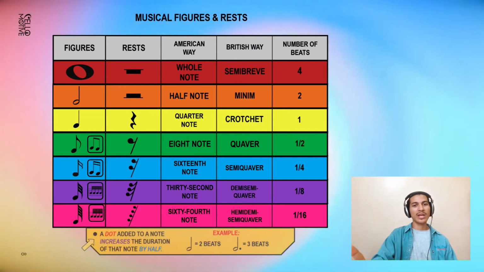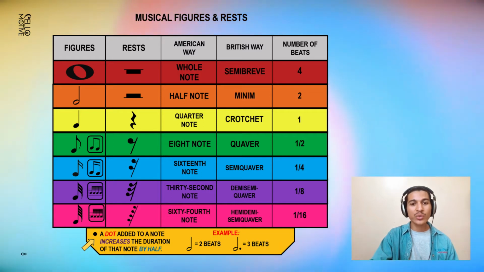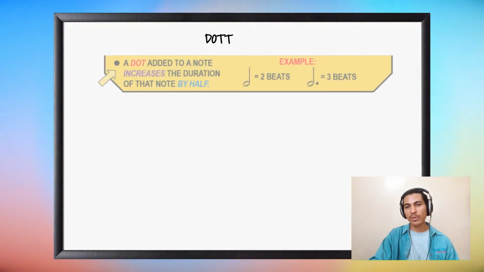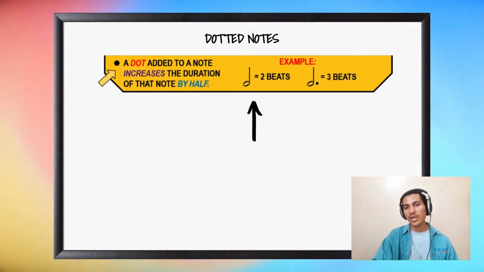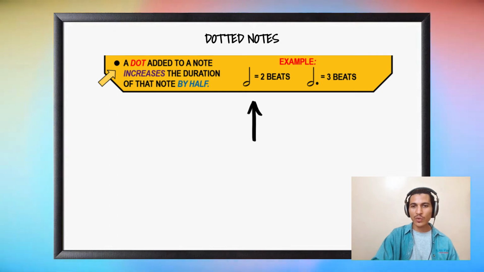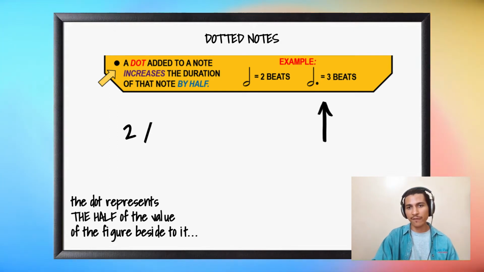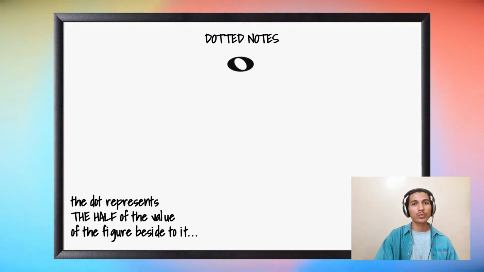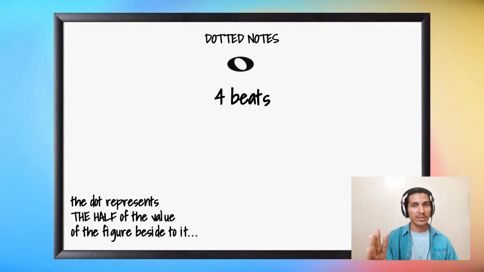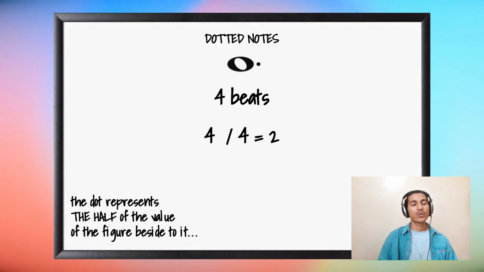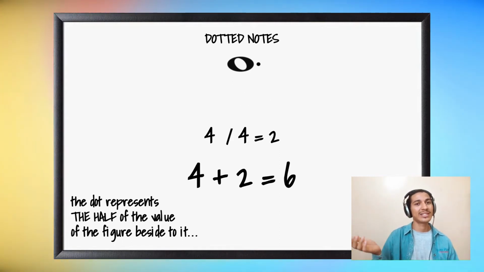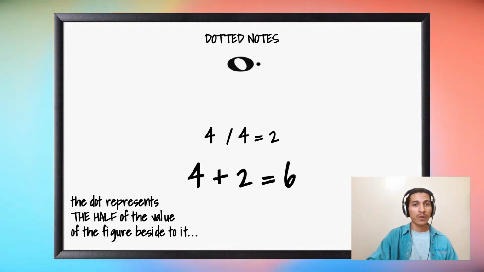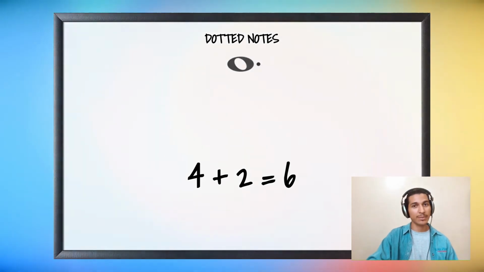Also we have the dot. A dot added to a note increases the duration of that note by half. We have an example here with half notes, right? So this is 2 beats, but if you add a dot, you have to know that half of 2 is 1, so you have to do the addition, 2 plus 1 is 3. We could do the same with the whole note or semibreve, 4 beats, right? Half of 4 is 2, so we have to do the addition, 4 plus 2 is 6. So the duration of this note would be 6 beats.